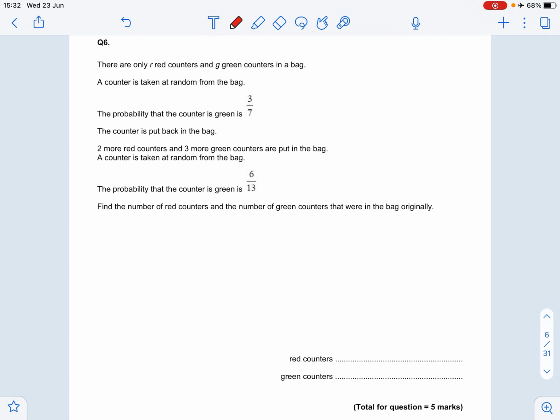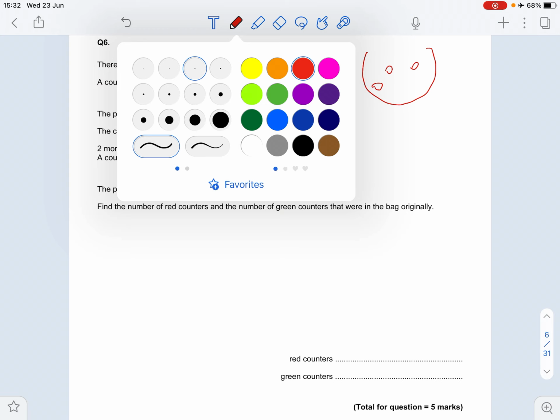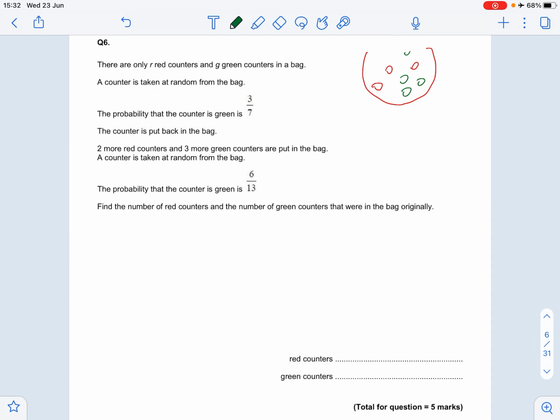Question 6 is really tricky. So what we have here is that there are R red counters and G green counters in a bag. So let's draw a bag. So we have a bag, and there are red counters, and there are also green counters. But we don't know how many. We are just told there are R red ones, so it could be 10 red, it could be 10 green. That's why we need more information.